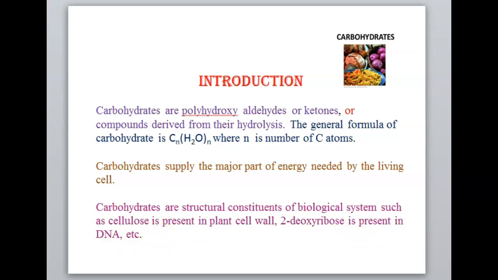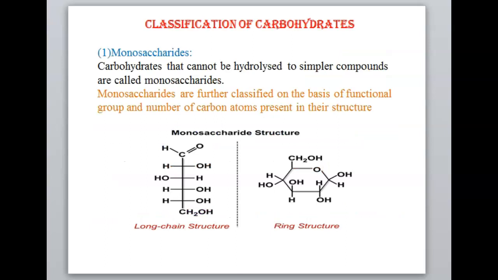Okay. Now, next is the classification of the carbohydrates. In the classification of the carbohydrates, there are different types of carbohydrates present. We will see one by one. First is the monosaccharides. What are monosaccharides? Carbohydrates that cannot be hydrolyzed to simpler compounds are called monosaccharides.